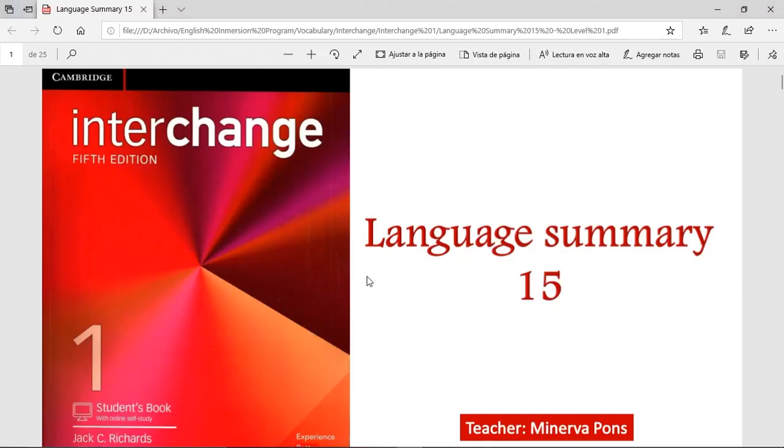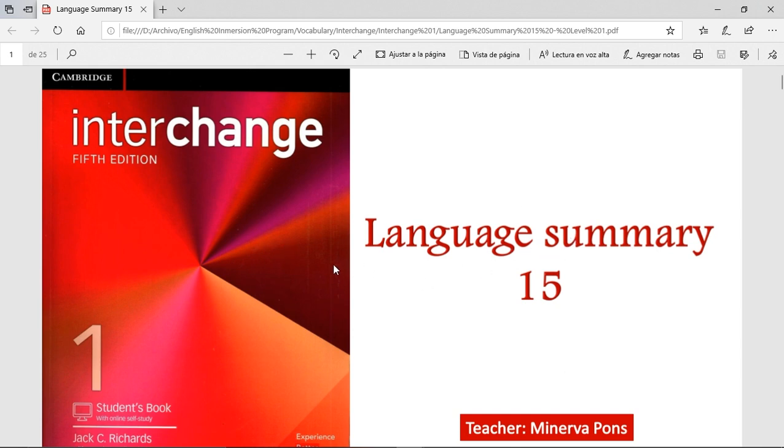Today we're going to be continuing with the Interchange 5th edition level 1, the Red Book, and today we're going to be starting with Unit 15, Part A. As always, we start with a language summary, the vocabulary for this lesson, okay?